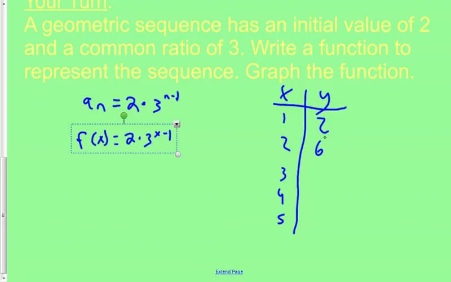And it's going to be multiplying by 3 every time. So I can skip plugging it in, and I can just look at this. Times 3 would be 18, times 3 would be 54, times 3 would be 162. So this is really going to grow fast when it's multiplying by 3 every time. I'm not going to graph it right now, but it's going to go straight up like an exponential growth function. Okay? That's geometric sequences as functions.